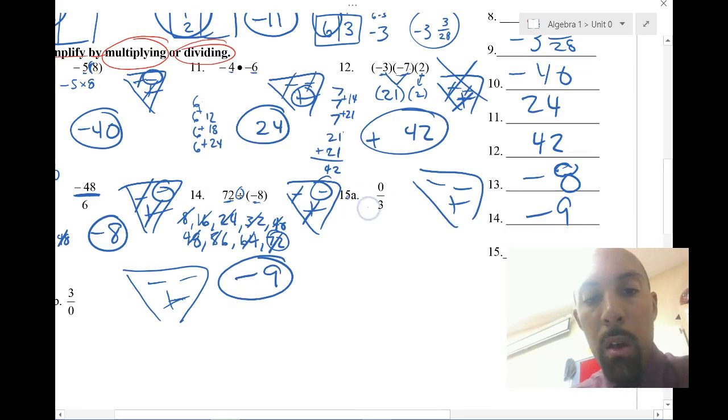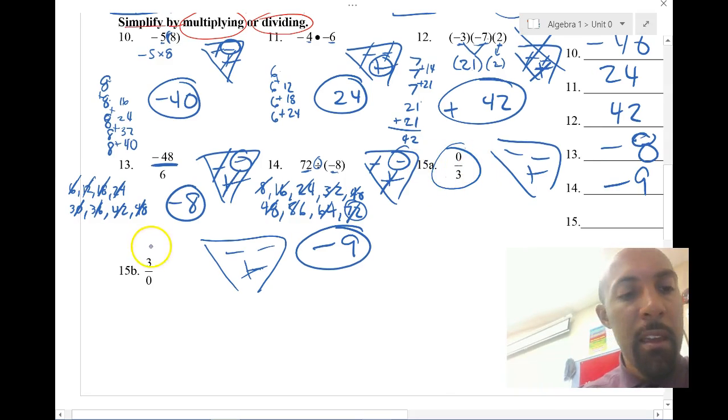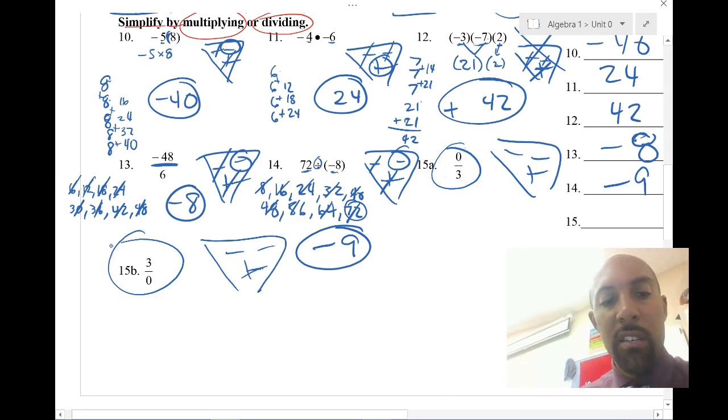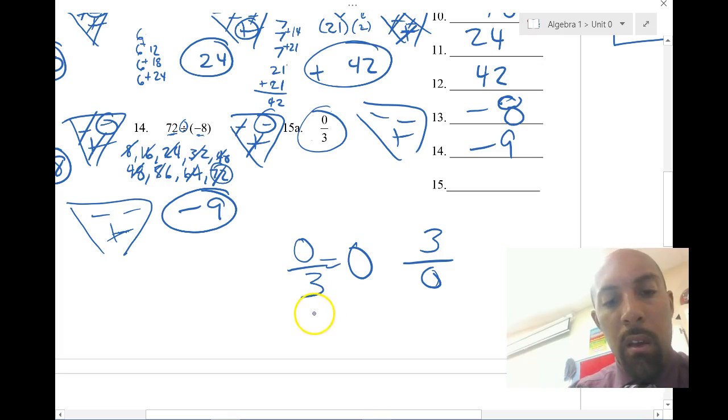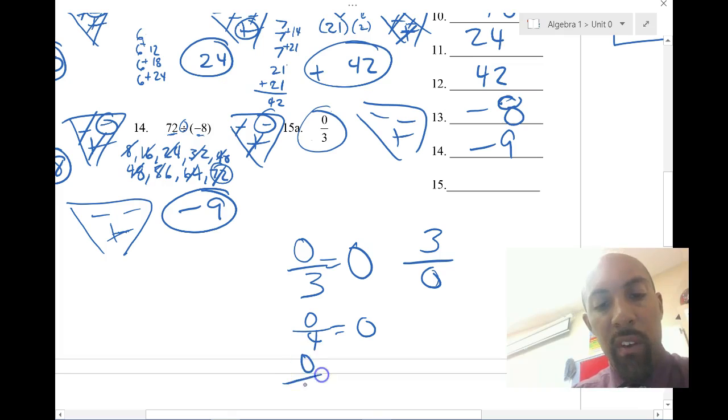Okay, now this one, 15a and 15b, they are different. They are not the same. You have 0 over 3, and then you have 3 over 0. These are different numbers. Okay? If you have 0 on top, that means you have 0 of something. That's equal to 0. If you had 0 over 4, that's equal to 0. 0 over 5 equals 0. 0's on top, arriba, okay? Then it's going to be 0.